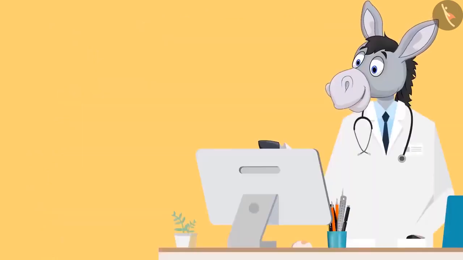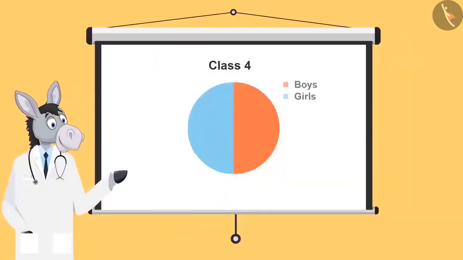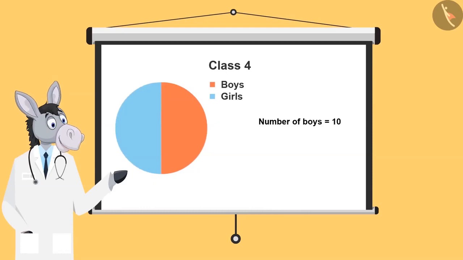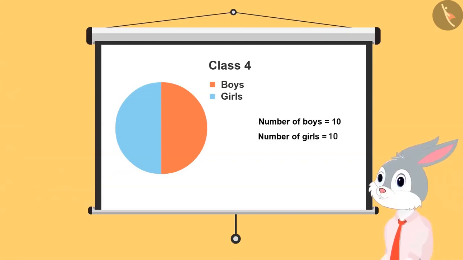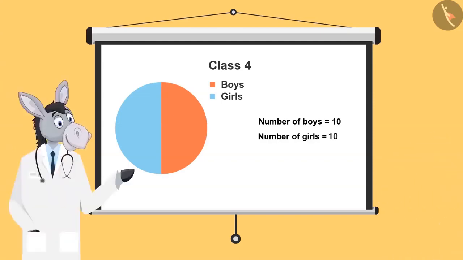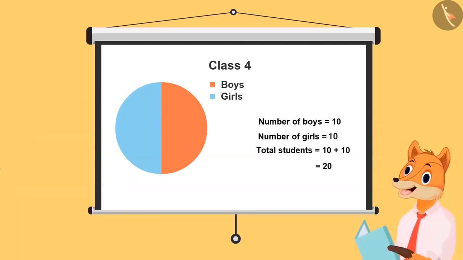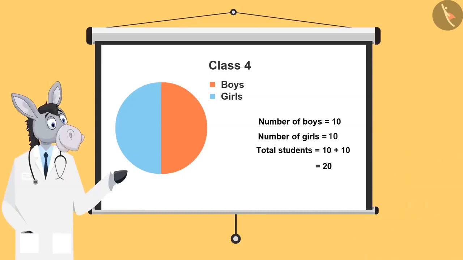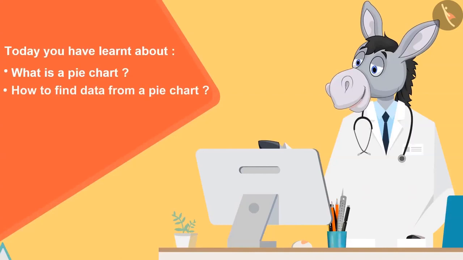Very good. Now let's look at one more example. Now all of you look at this chart and think if there are half boys and half girls in a class and the number of boys is 10, then what will be the number of girls? 10. Right. So what is the total number of students in the class? 10 and 10 it's 20. Very good. So kids, today you have learnt about what is a pie chart and how to find data from a pie chart.